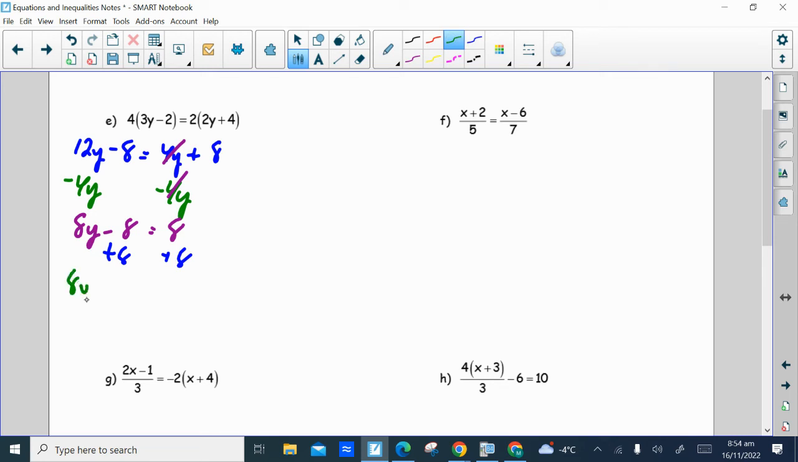And so you're going to have 8y still on the left. The minus 8 plus 8 cancels. That's 0. And on the right, 8 plus 8 is 16.